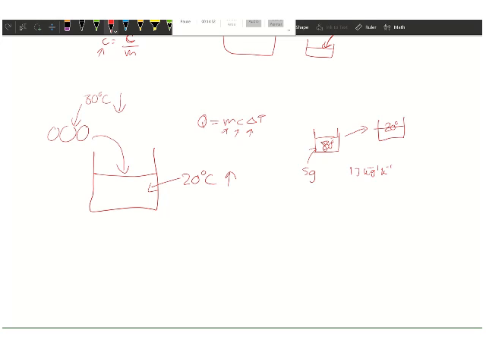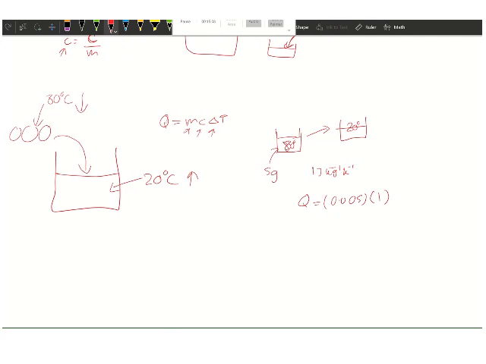Then our question is, how much energy is lost to the surroundings? So you can just use this equation. You put the m there as 0.005, the specific heat as 1, and the change in temperature is 60. This will give you roughly 0.3 joules. So from here you know that through this process, from 80 degrees Celsius to 20 degrees Celsius, the heat decreases by 0.3 joules.